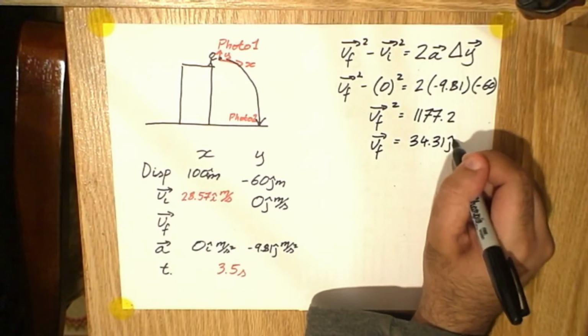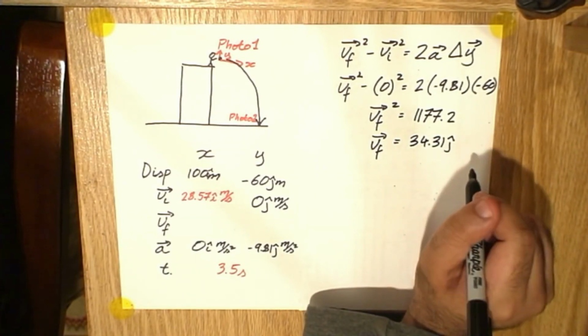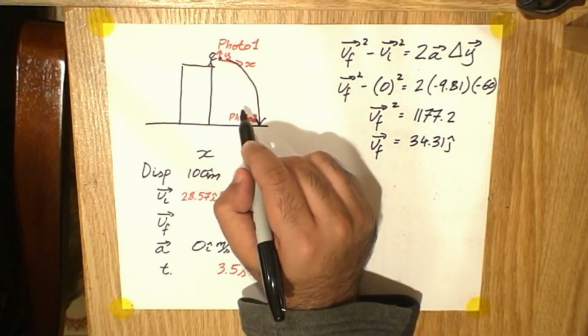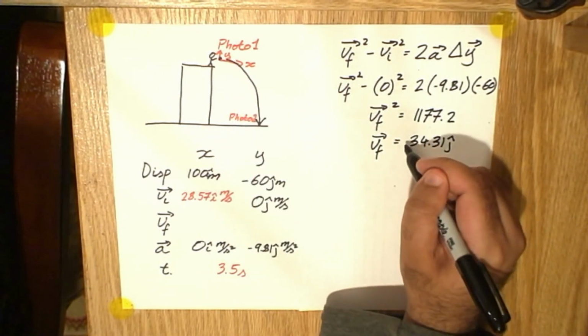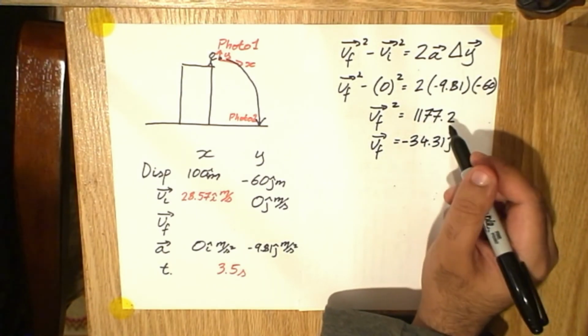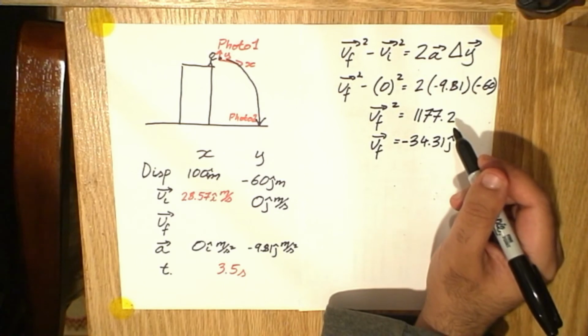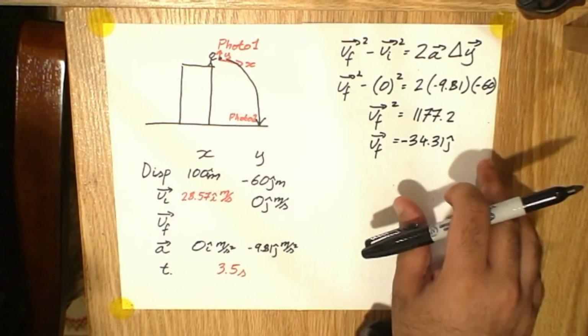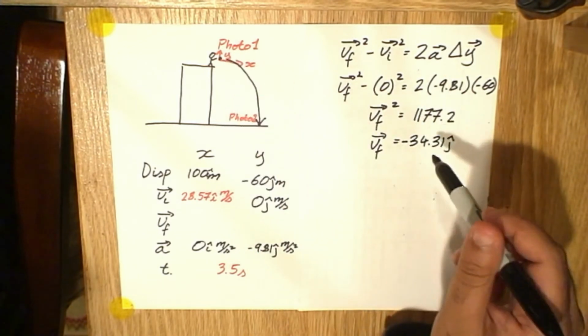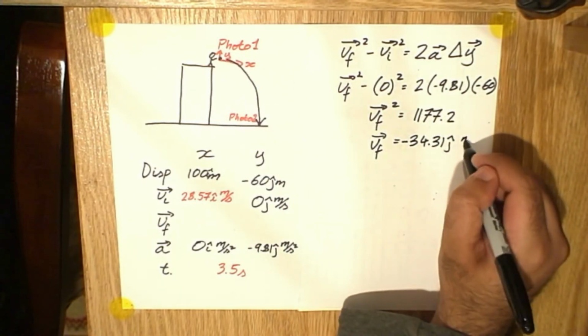So the final velocity in y is equal to 34.31 j hat, and I actually made a mistake just now. Why? Because it's descending in y. So correctly, I need to say negative 34.31. When you take the square root, there's always a positive root and a negative root. In this case, because it's descending, we need to use the negative root. We said upwards is positive, so descending must be negative.